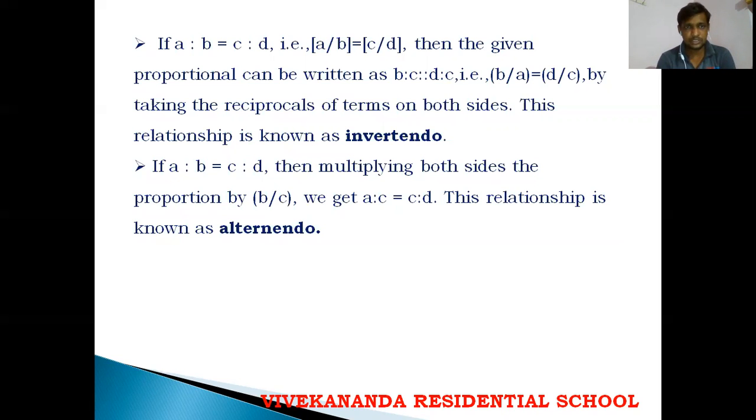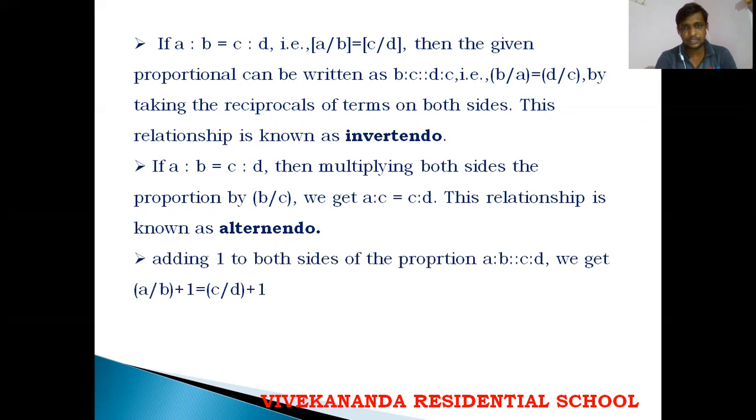If A is to B is equal to C is to D, then multiplying both sides by B by C, we'll get A is to C is equal to B is to D. This relationship is known as alternando. These two we'll see while doing the problems, that is invertendo and alternando.